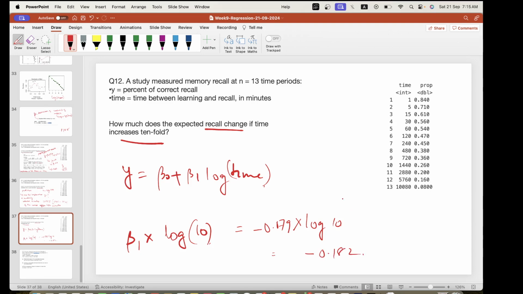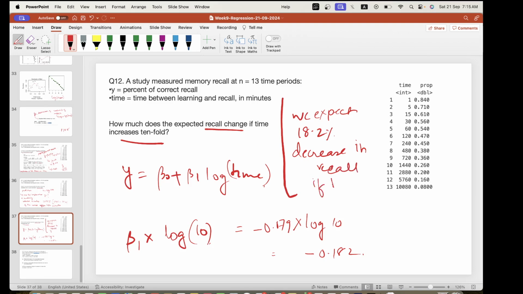So how do we interpret this? The interpretation will be that we expect an 18.2% decrease in recall if time increases tenfold. Okay.